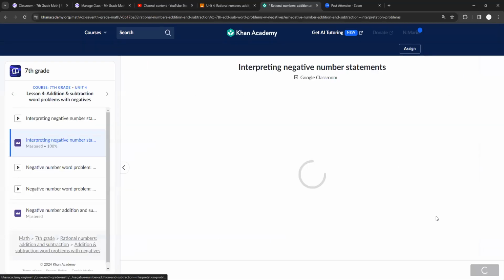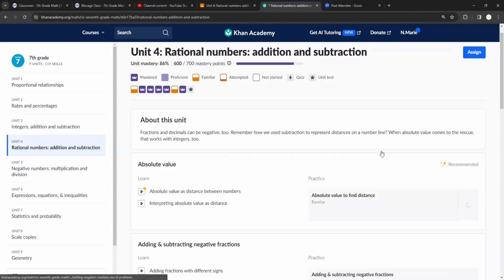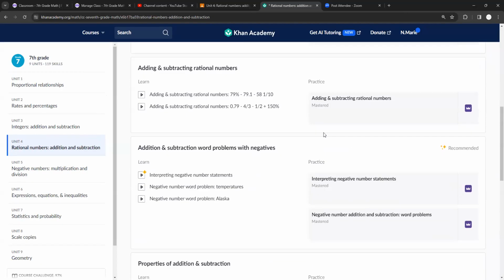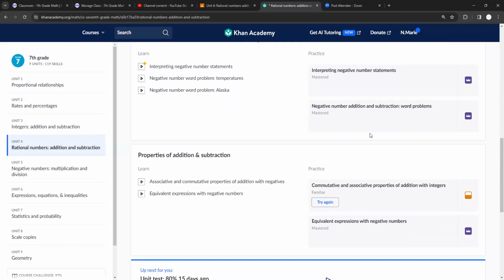All right, let's continue. This unit is pretty much a review of stuff we learned in the past. Now we have some number statements here. That part is just doing math, adding and subtracting rational numbers. Now we're going to be dealing with some word problems.